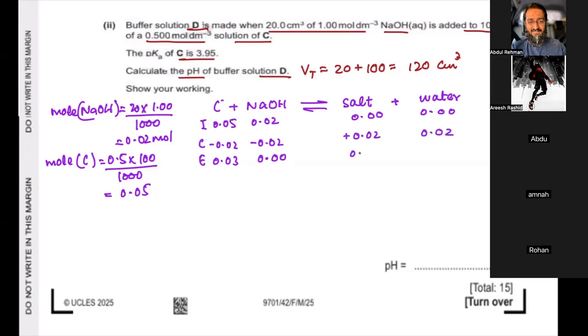So we got the salt, we got the acid both. So over here, the buffer solution is ready because it has an acid and its salt both, right?